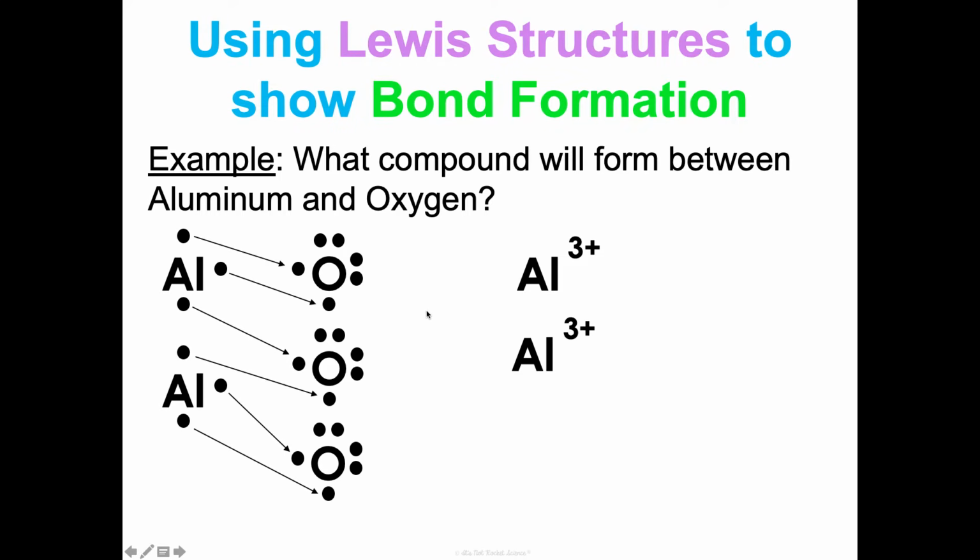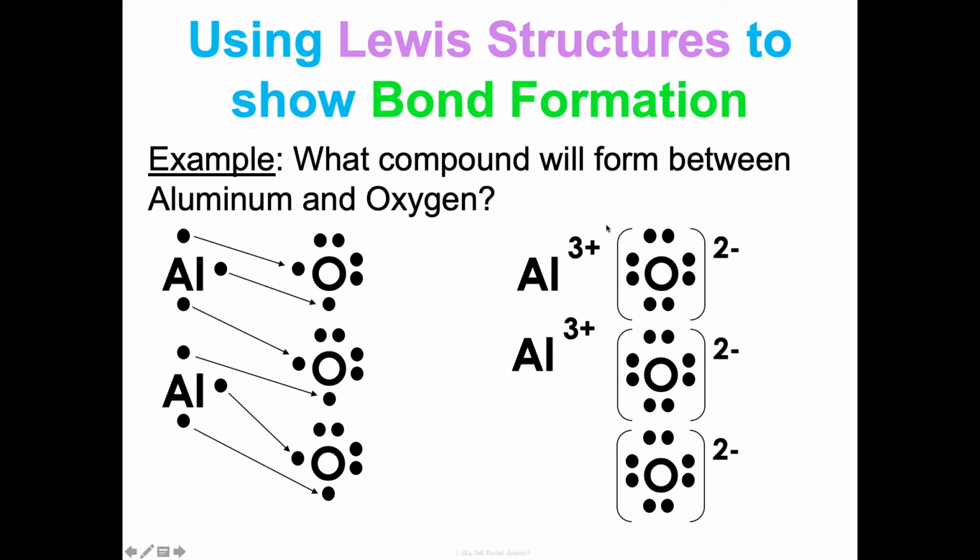We have 2 aluminums, each with a 3+ charge. And then we now have 3 oxygens, each with a 2- charge. So that's 6 positive, and this is 6 negative. That gives me 0 overall, which is what we want. So it would be Al2O3. That is what we see here for the chemical formula.